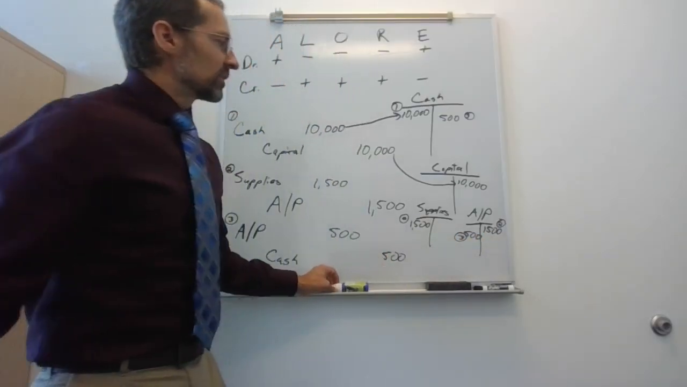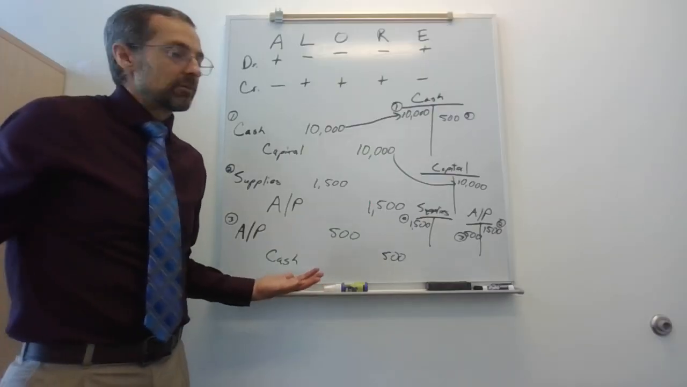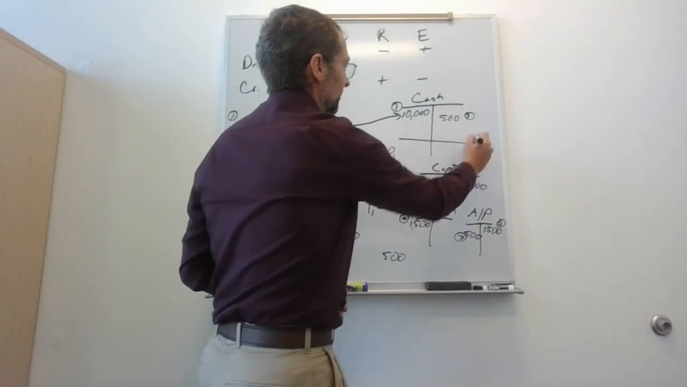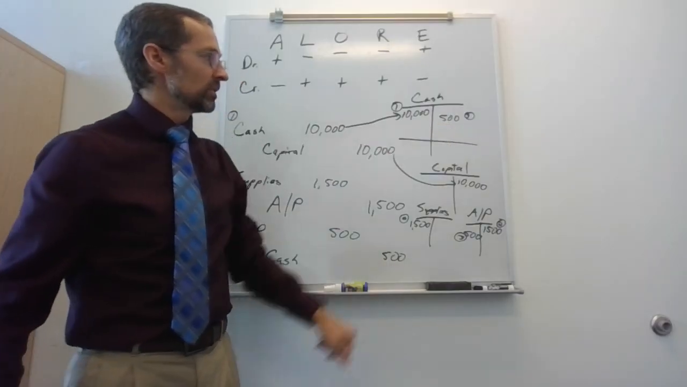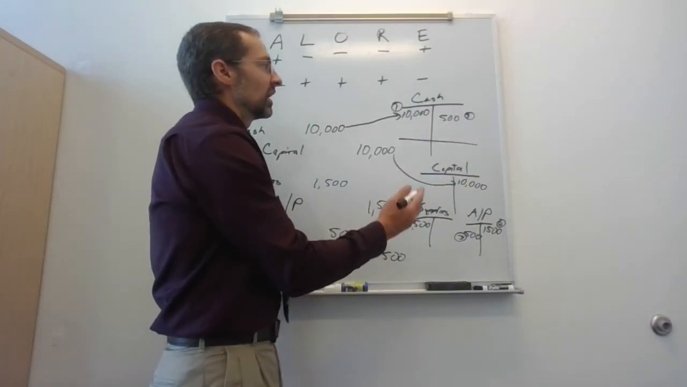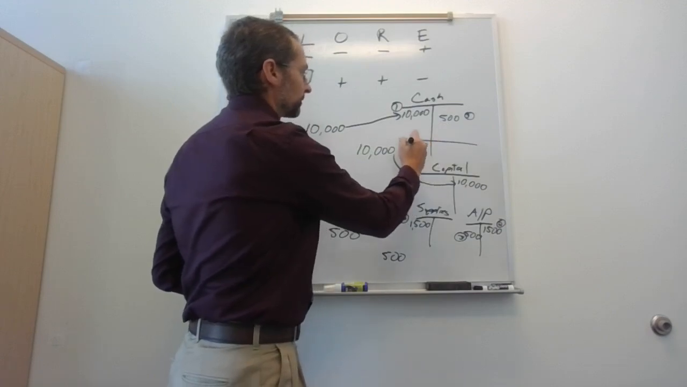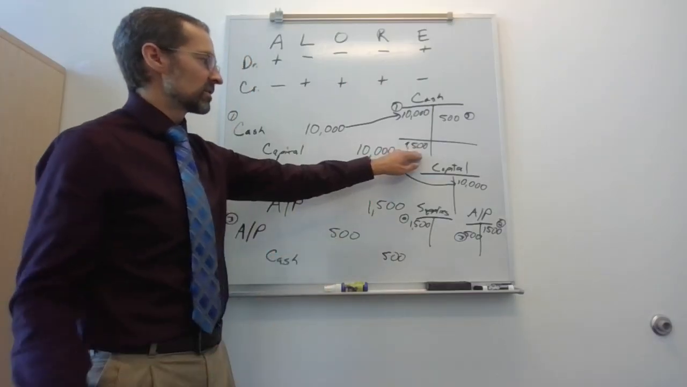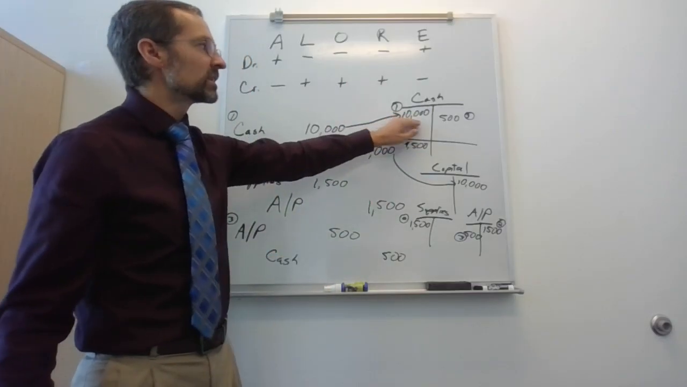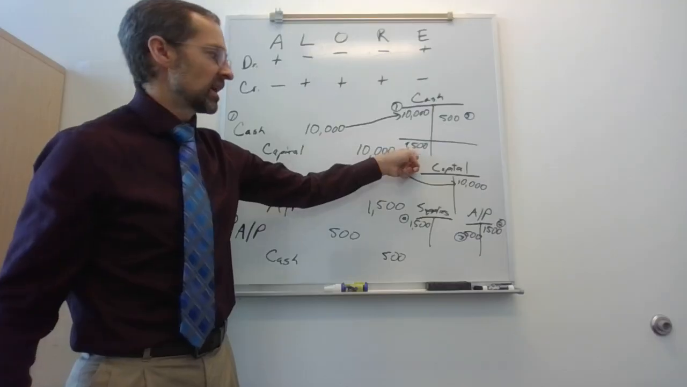All right. The other thing that ledgers do is it tells me in total how much I have. So for cash, I have 2 entries. It went up 10,000, went down 500, which means I have a debit balance, in this case, of 9,500. My total overall balance is 9,500 debit. I have more debits than I have credits, therefore my balance is going to be a debit.